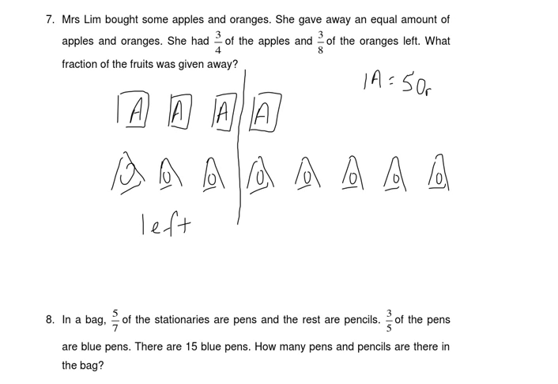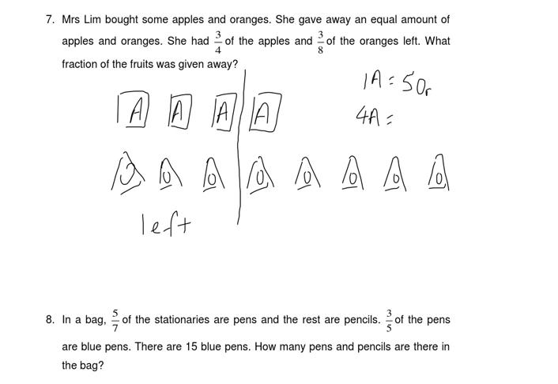So since you know that 1 apple equals 5 oranges, right? In other words, I can express these 4 apples in terms of oranges, yes or no? So if I express these 4 apples as oranges, I know that 4 apples equals how many oranges?